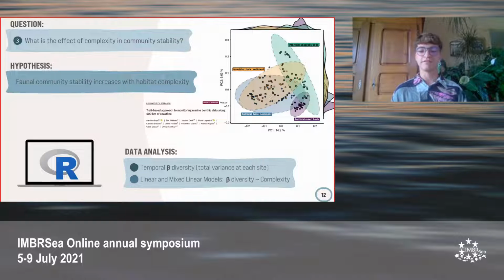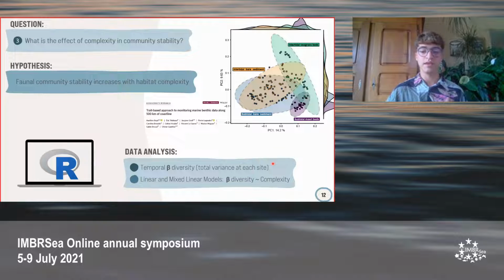Previous studies have shown us that faunal communities from biogenic habitats are more stable than those from bare sediments. And this study from Boyer and collaborators, developed in the same study region as the present study, showed that maerl communities were the most stable of 4 habitats, as we can see here. And the authors hypothesized that this was due to their habitat complexity. Our goal was then to test if this hypothesis would hold within the maerl beds only.